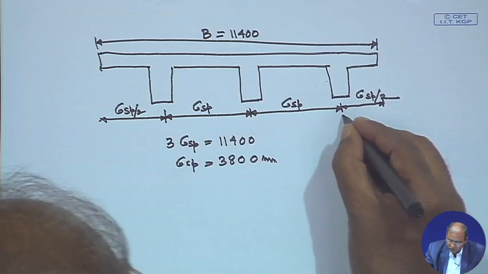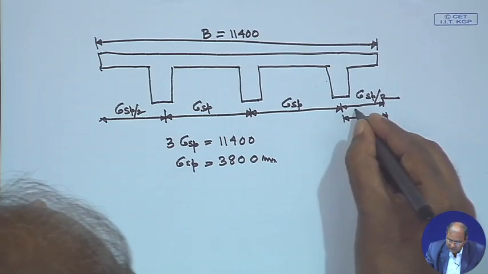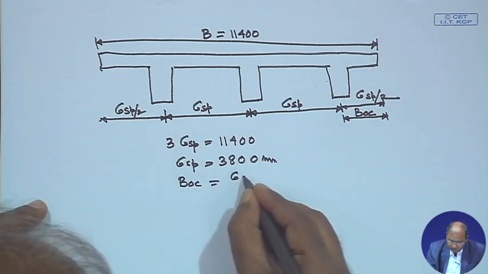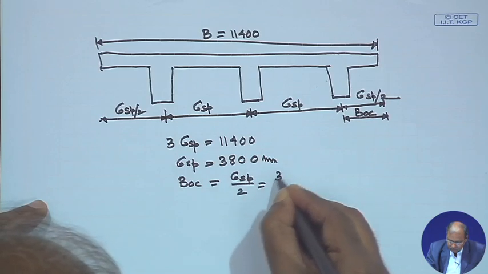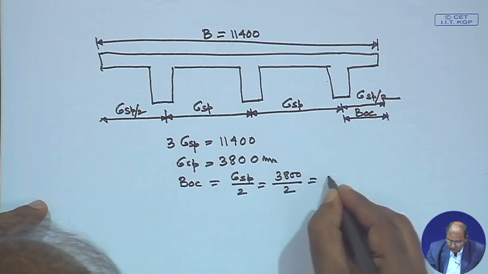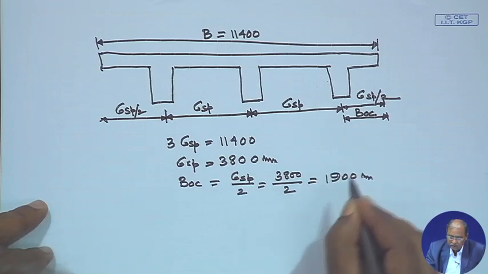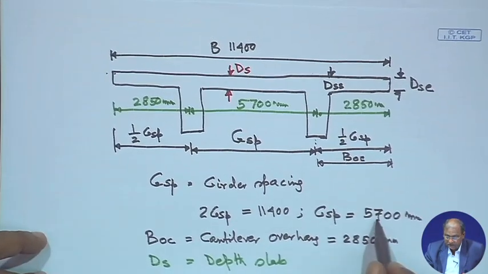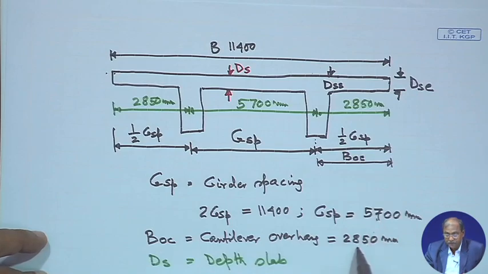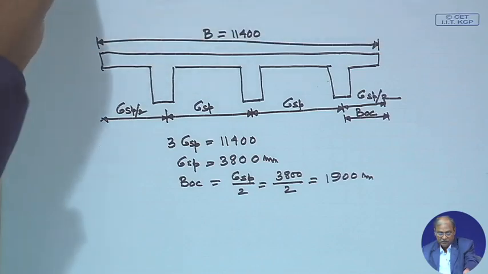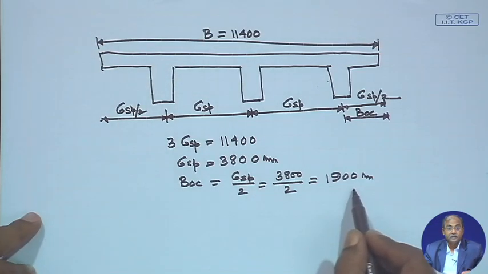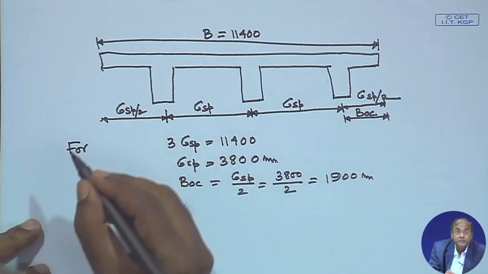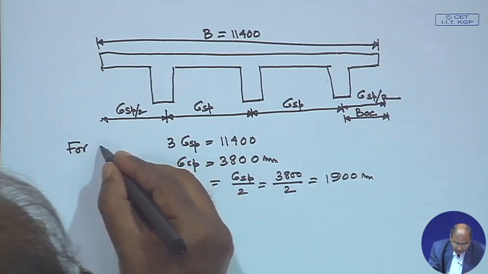And as I have told you, this parameter we call BOC, cantilever overhang. So BOC will become GSP by 2, which is 1900. Just to show you back, here we got 5700 and 2850, and here we are getting 3800 and 1900. This is what we get for 3 girders.